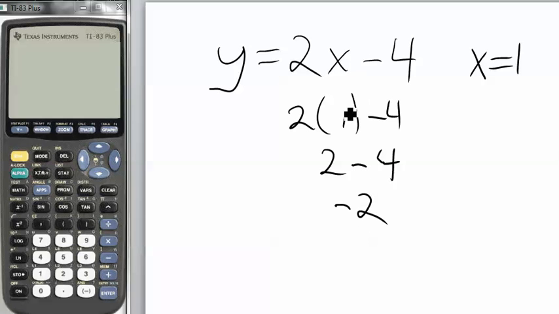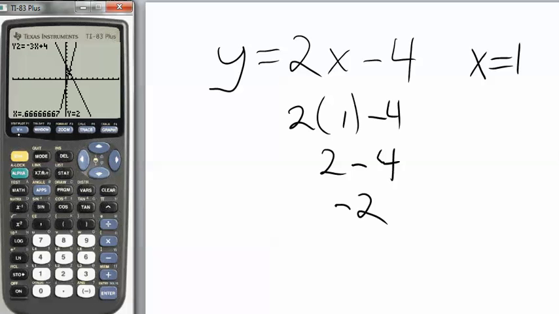You could also, in the calculator, if we were just going to solve it one time, take that 1 and put it where x is and simply plug this into the calculator. So 2 times 1 minus 4. And that would give us the same answer, and we wouldn't have to do all the work by hand. Okay, so you can do it that way.